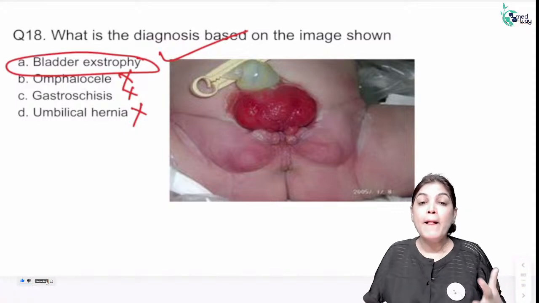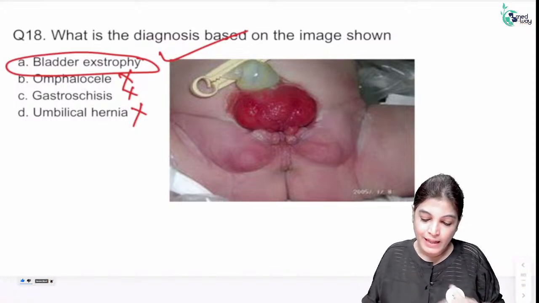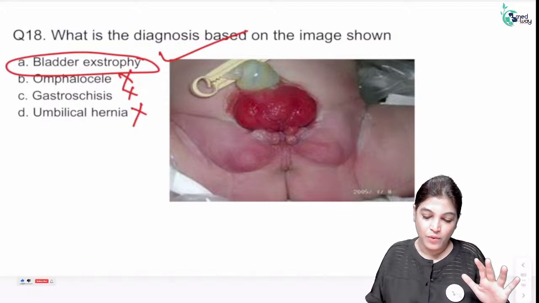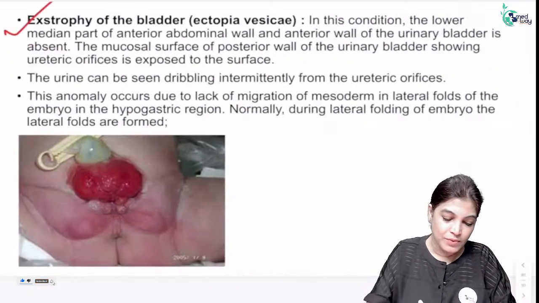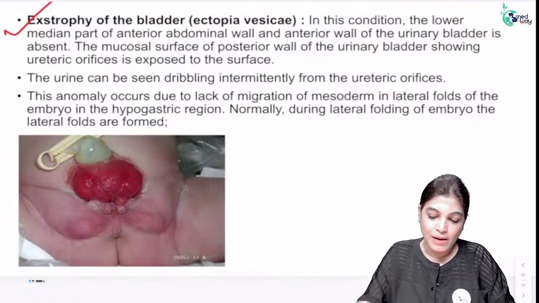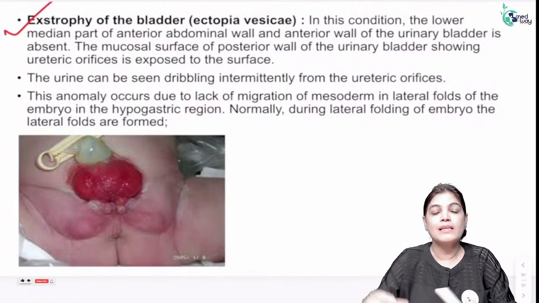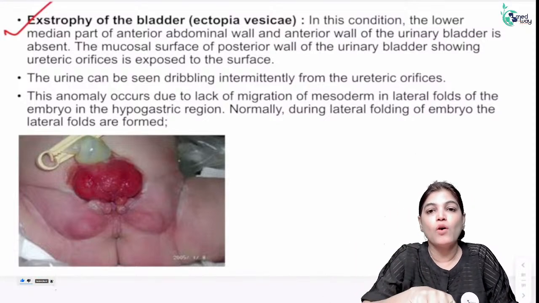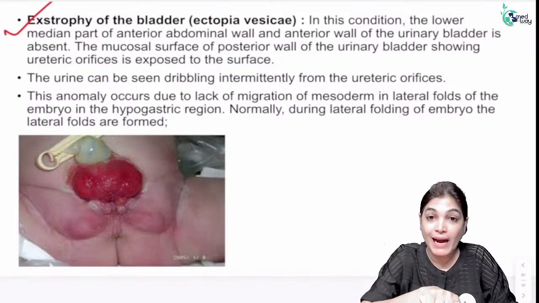So we can see the skin covering and the anterior part of the bladder is missing. This is a case of bladder exstrophy. So here you can see, if we talk about ectopia vesicae, bladder exstrophy, in this condition what happens? The median anterior abdominal wall and the anterior wall of the urinary bladder are absent.